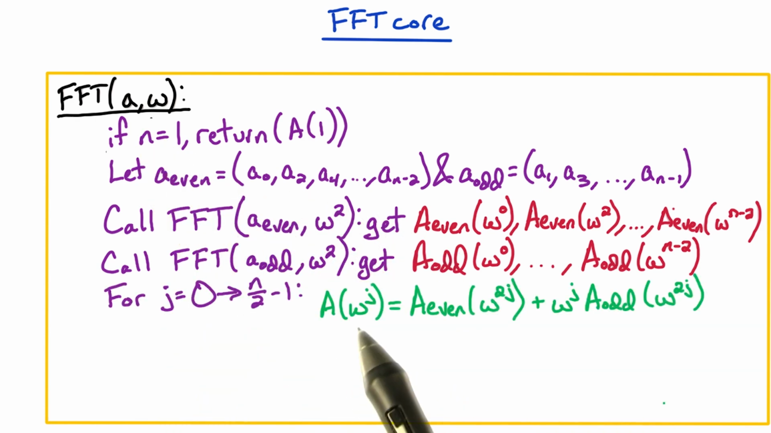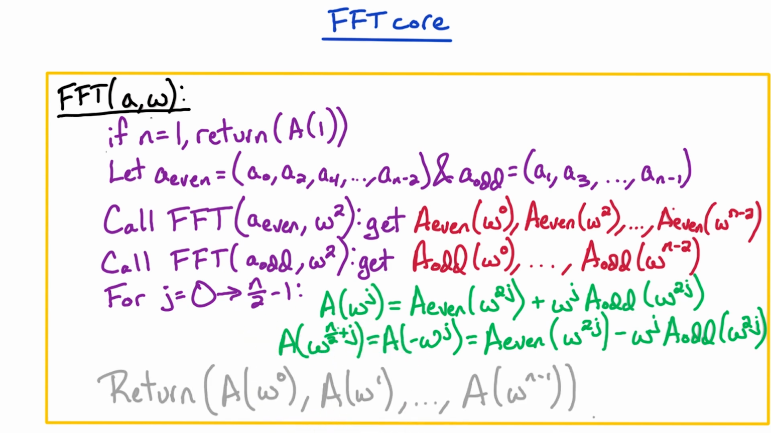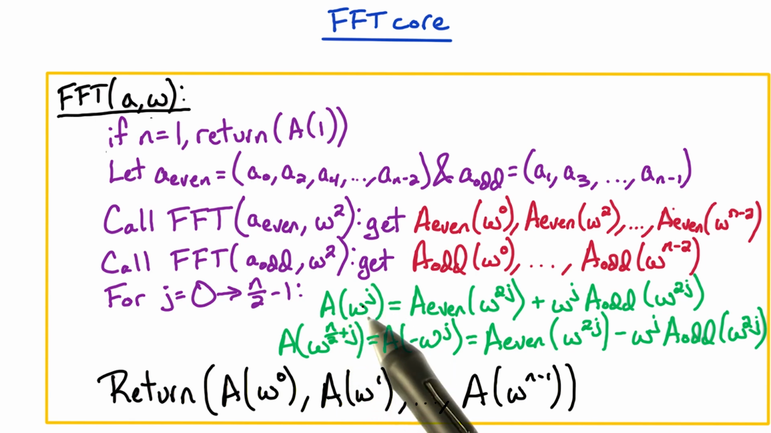Now we use our formula for a of x in terms of a even and a odd. So a evaluated at the point omega to the jth power equals a even evaluated at this point squared plus omega to the j times a odd at this point squared. And similarly, if we look at the point omega to the n over 2 plus j, this is the opposite of omega^j. So using the same formula, this requires a even and a odd at exactly the same points. The only difference is we subtract these two terms instead of adding them together. This takes order 1 time for each j, so it takes order n total time. Finally, we have a evaluated at these n points, and that's our output that we return from the algorithm.